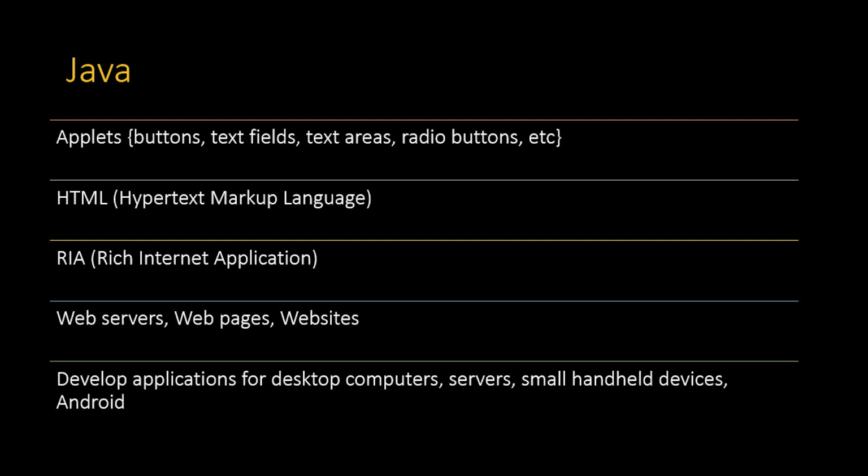Today, you can use Java to develop rich internet applications. A rich internet application, aka RIA, is a web application designed to deliver the same features and functions normally associated with desktop applications.